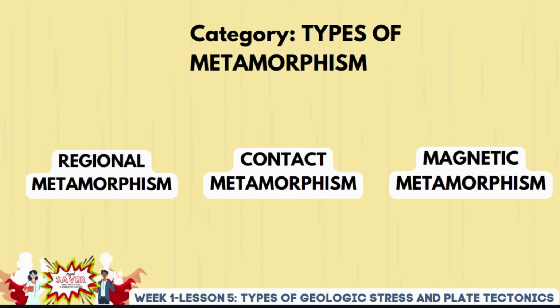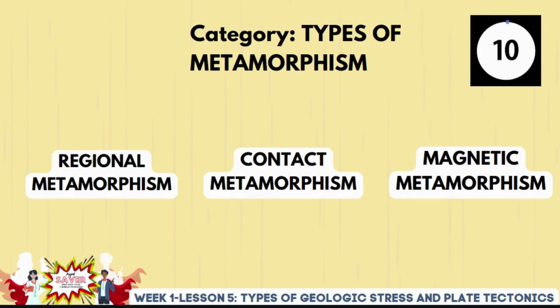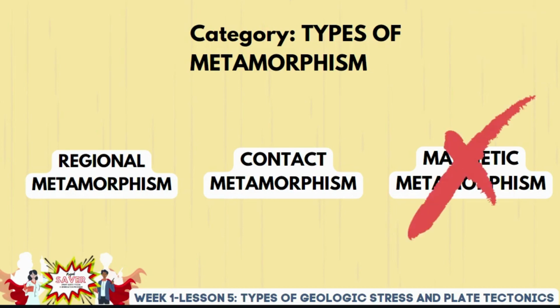The next one is types of metamorphism. We have regional metamorphism, contact metamorphism, magnetic metamorphism. Which one is the odd one? Time is up. The odd one is magnetic metamorphism.